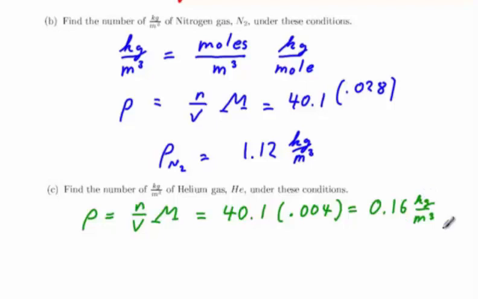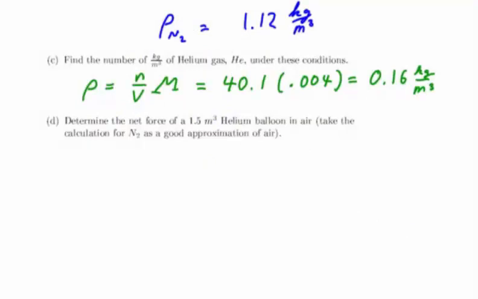Comparing this result to the previous step, we find that the density of helium gas under the same pressure and temperature conditions as nitrogen is much, much less. This is what makes helium buoyant within the air. In part D, we're asked to determine the net force on a 1.5 cubic meter helium balloon in air. And we're to use the calculation in part B of the density of nitrogen as a reasonable approximation for air.